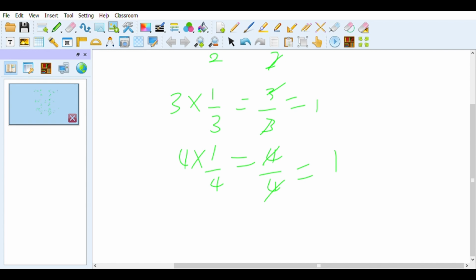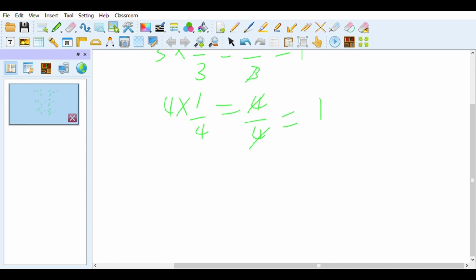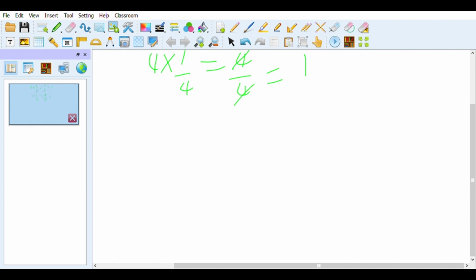Okay, so in a general kind of statement, the multiplicative inverse of a number is 1 all over that particular number. So the multiplicative inverse of 9 is going to be 1 over 9. The multiplicative inverse of 20 is 1 over 20. Multiplicative inverse of 100 is 1 over 100. Multiplicative inverse of 2 is 1 over 2.